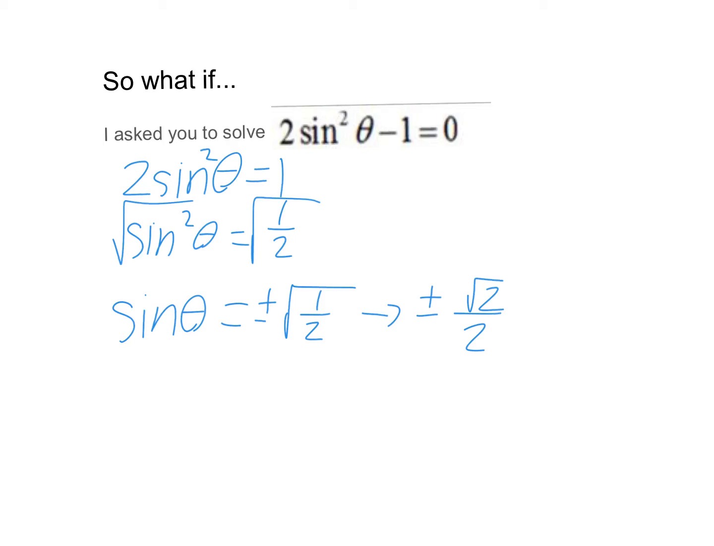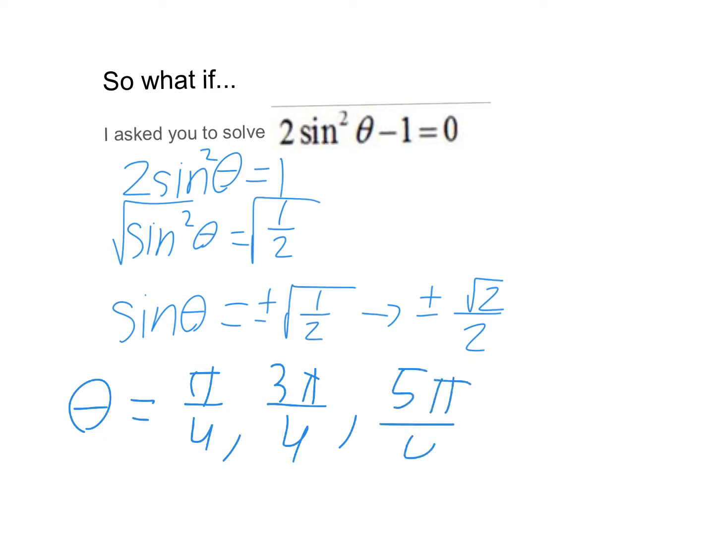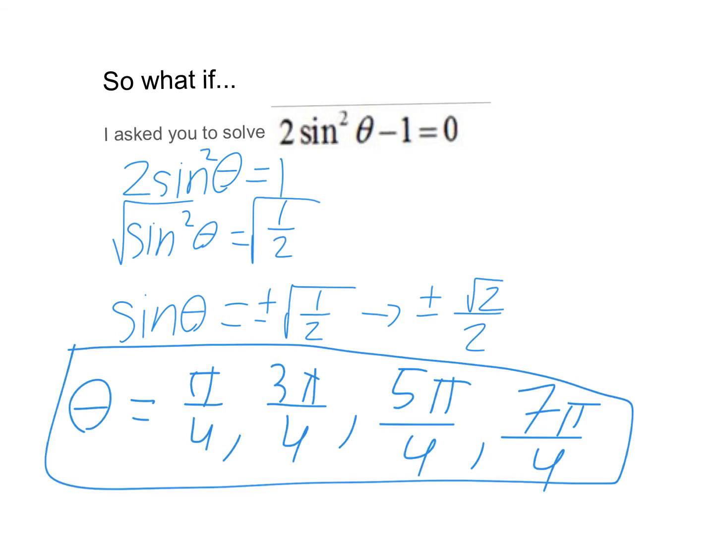This occurs 4 places. This occurs at theta equals pi over 4, theta equals 3 pi over 4, theta equals 5 pi over 4, and theta equals 7 pi over 4. And that's that.